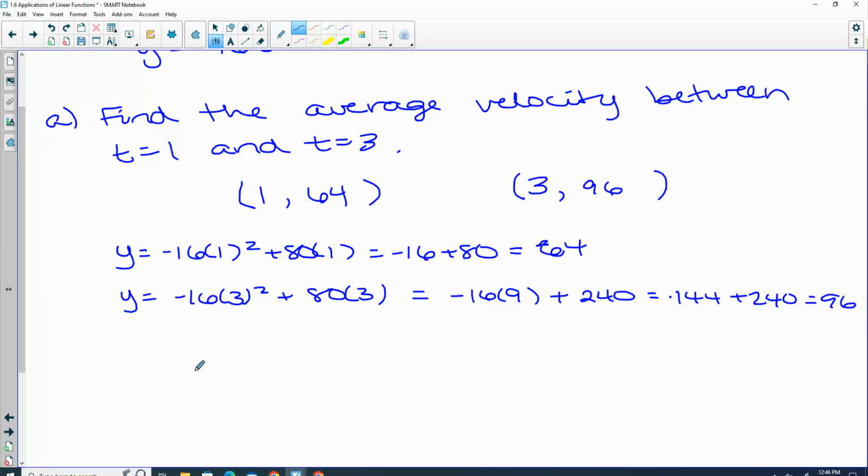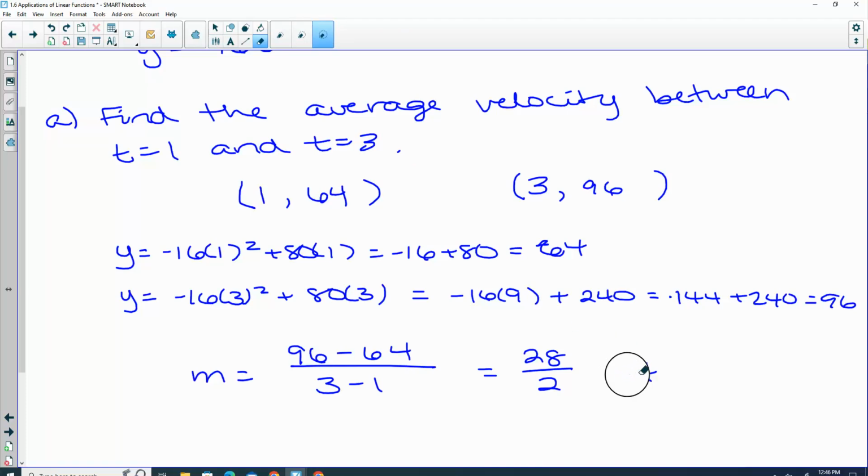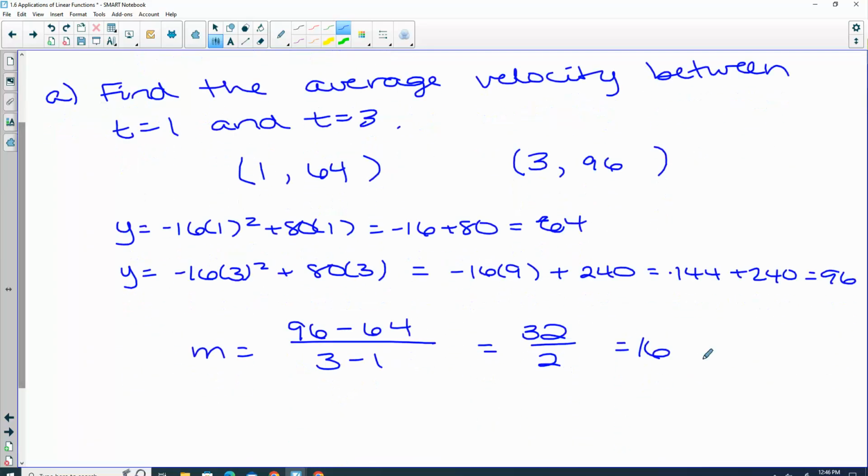So then I just want the slope between those. y2, 96, minus y1, 64, over x2, 3, minus x1, 1. Let's do this math. So we get 32 over 2, which is 16. The units would be feet per second, since the height is in feet.